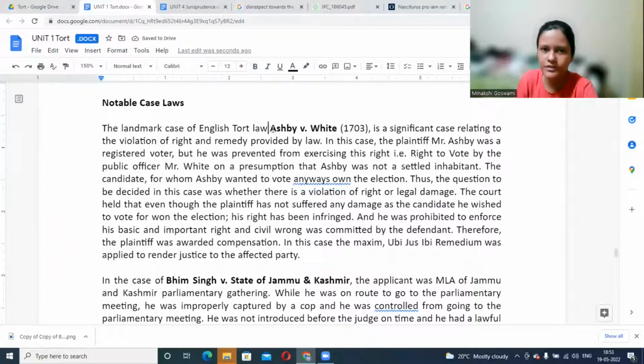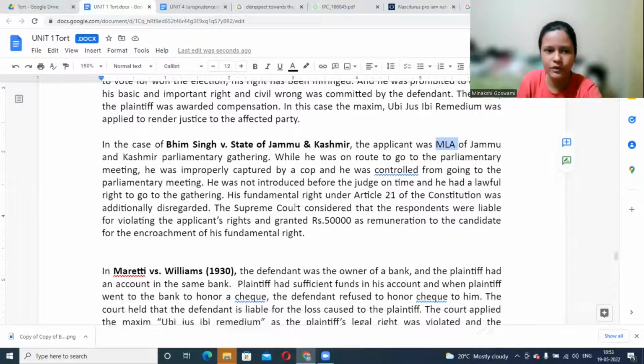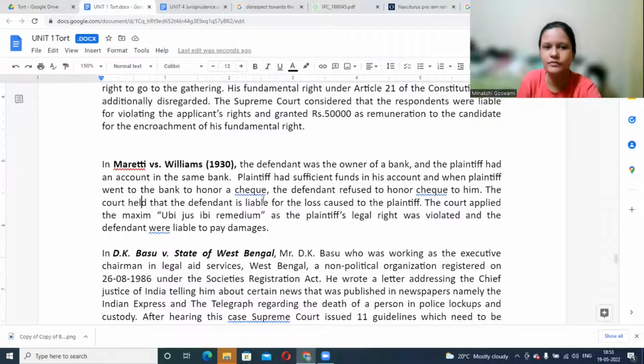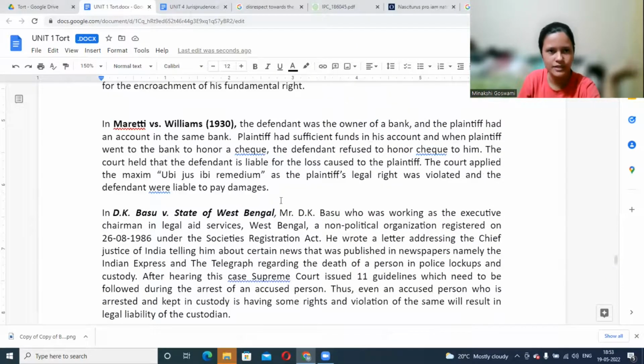So Ashby versus White we have already discussed. He was not allowed to vote, which means his right was being violated. The court gave him compensation. Then Bhim Singh versus State of Jammu and Kashmir. The MLA was not allowed to take part in the legislative assembly, so he was given compensation, right? In the same way we have these two more cases. We will see them.